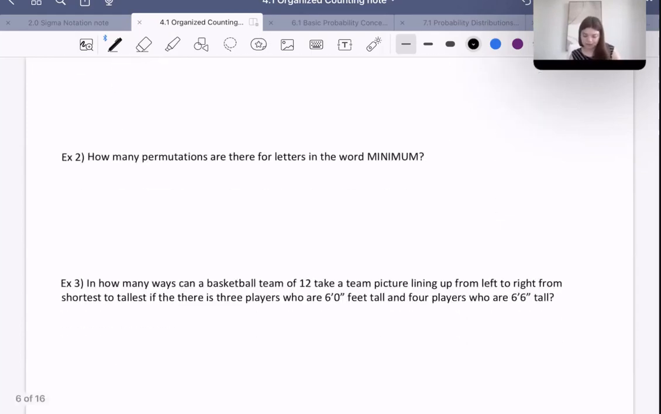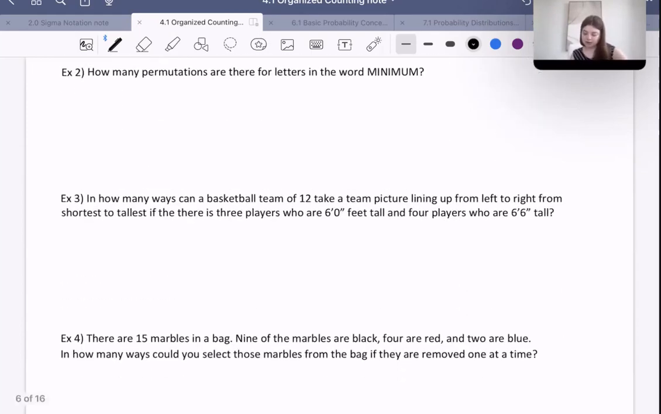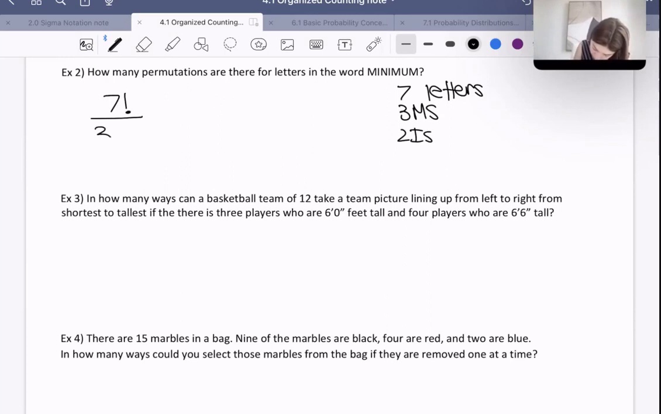So, with that said, how many permutations are there for letters in the word minimum? First of all, how many letters are in the word minimum? 1, 2, 3, 4, 5, 6, 7. So, 7 letters. And there's clearly quite a few repeats. There's M, M, M, so there's 3 M's. There's 2 I's, and then there's only 1 N, and there's only 1 U. Okay, so in that case, the answer would be 7 factorial over 3 factorial, 2 factorial, right?